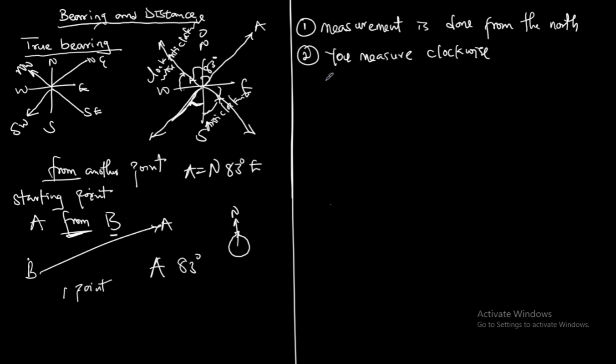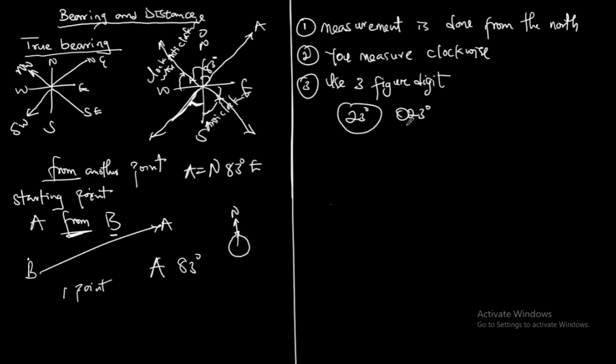And then number 3 is that you use 3-figure digits. I remember I said that true bearing is also called 3-figure digits. Now, for example, if I have a bearing of 23 degrees, you don't write 23 degrees, you write 023 degrees, which is 023.